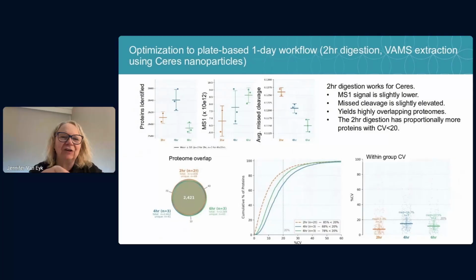And again, looking at the cumulative protein numbers versus coefficient of variance, the 2 hours, for all those proteins we're measuring, actually gives us the best coefficient of variance. And that's actually not unexpected. That's well known about digestion. If you over digest, different things start to happen.